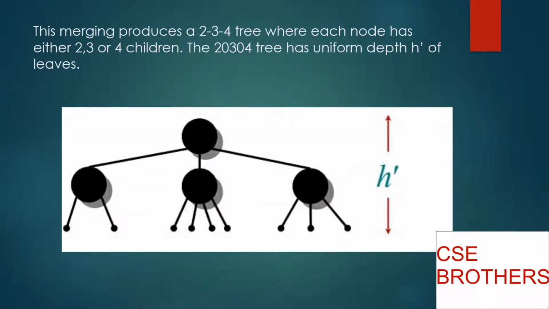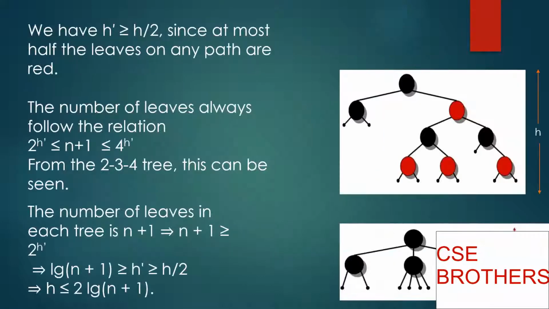The new height of the 2, 3, 4 tree thus formed, we will label the new height as h dash. So now we have to understand the fact that h dash will always be greater than or equal to h by 2, because at most half of the nodes on any path will be red.